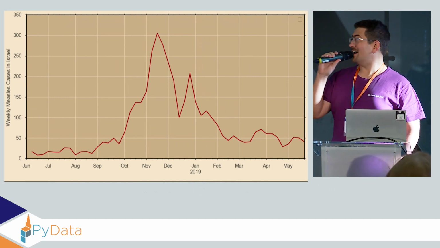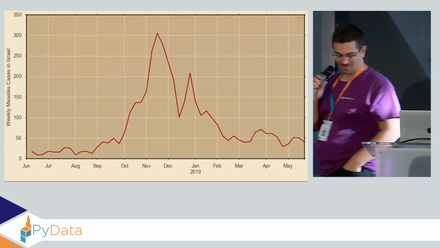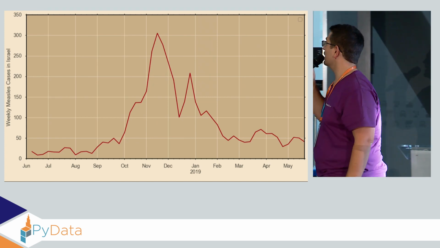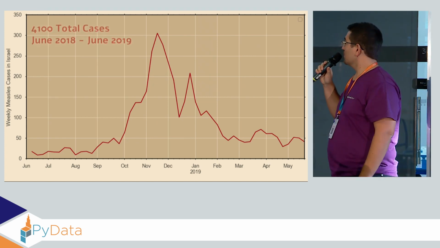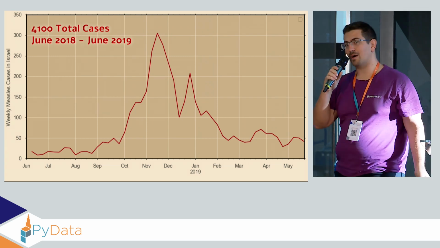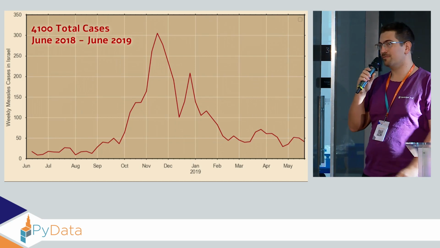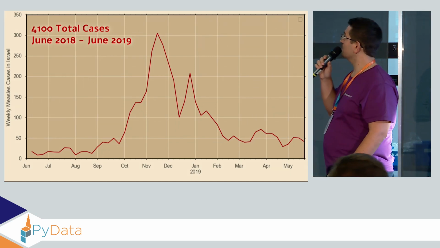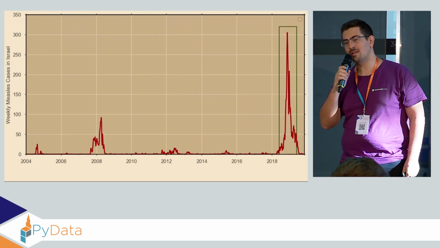Hi. Let's start with the chart. This is what a measles epidemic looks like. This is a chart from Israel, although most of the world is now suffering from that. And as you can see, this chart of this spike and then going down, this is about 4,000 measles cases in Israel between 2018 and 2019.